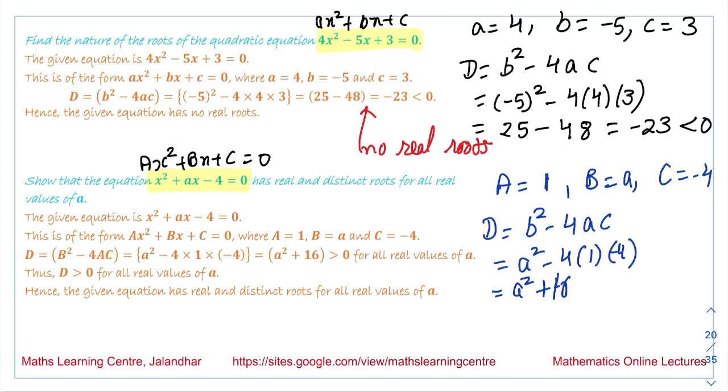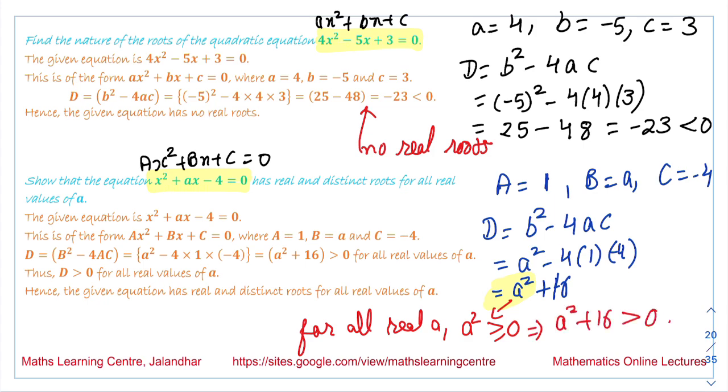Now whatever real value of a we take, for all real a, a square is greater than or equal to 0. This means a square plus 16 is greater than 0. It means the discriminant is always greater than 0. And if the discriminant is always greater than 0, it means whatever value of a we take, the given equation has real and distinct roots, and this is what we have to prove.